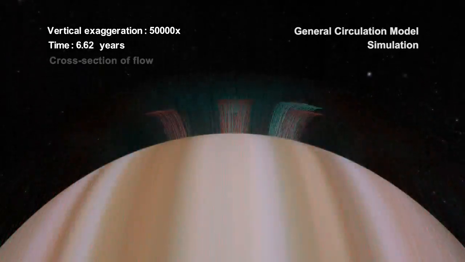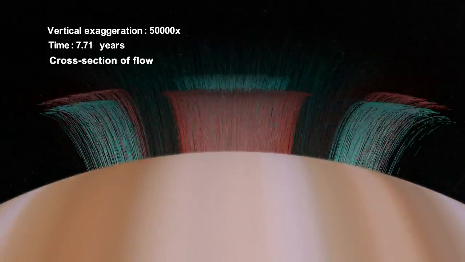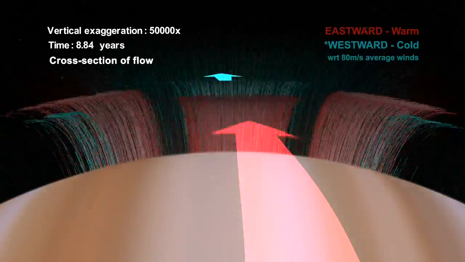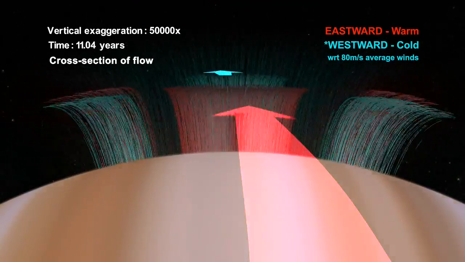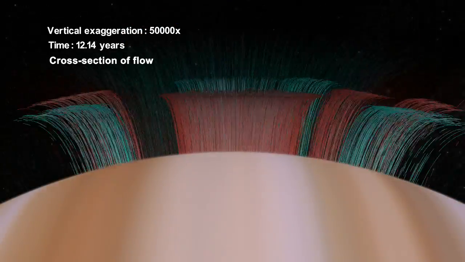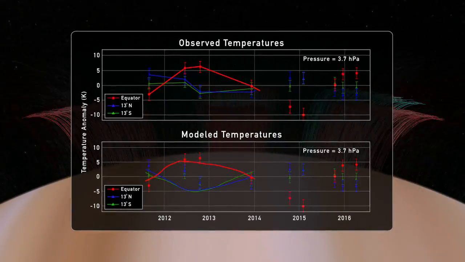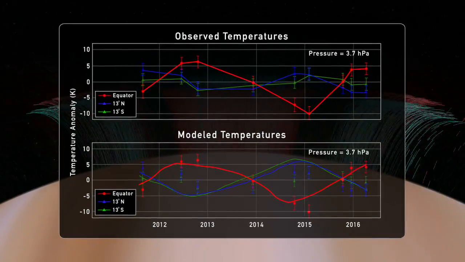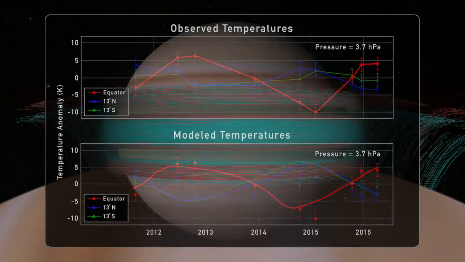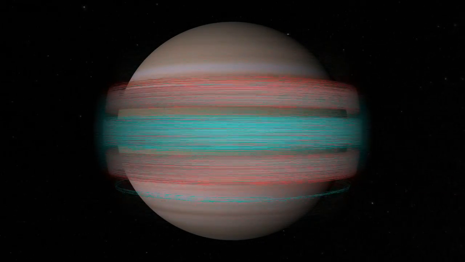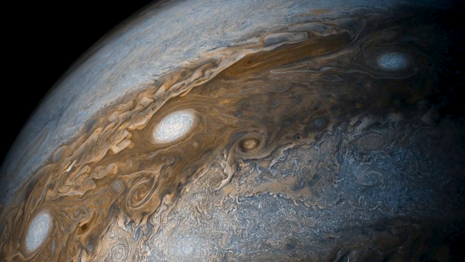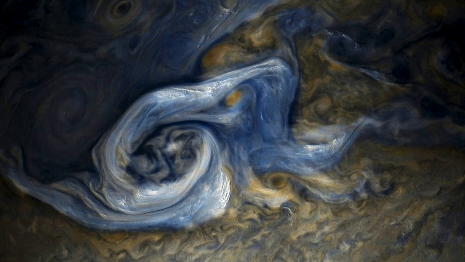The waves propagate upwards from the clouds and force the winds in the stratosphere to change direction, going from eastward to westward approximately every 4 years. Our model was able to reproduce the behavior of the QQO, but was also able to reproduce temperatures from the observations, and both of those together give us a lot of confidence that our model is very accurate in what's driving the QQO.